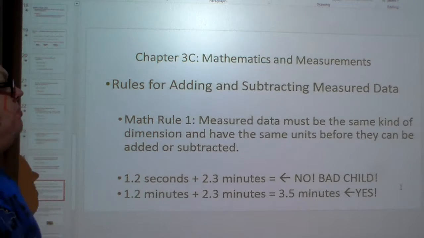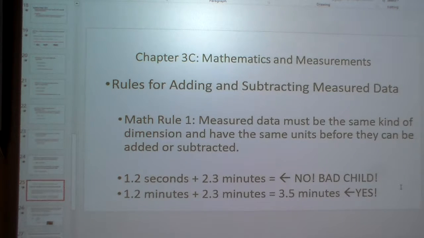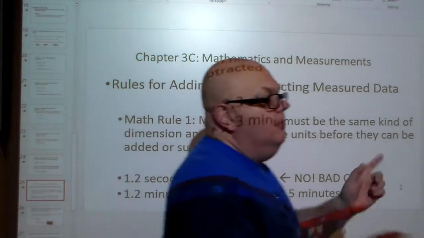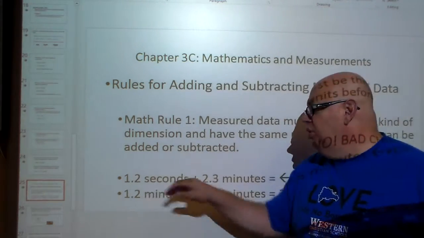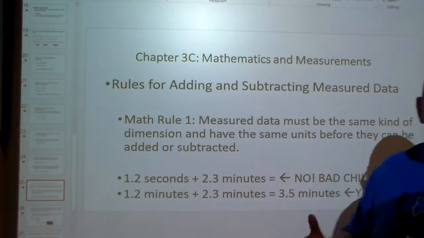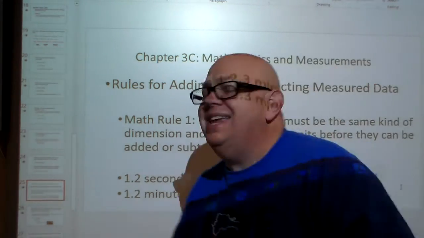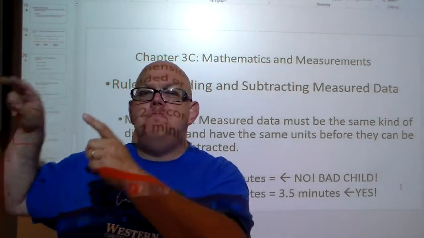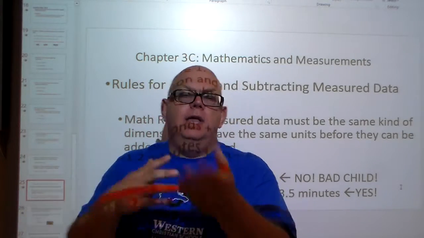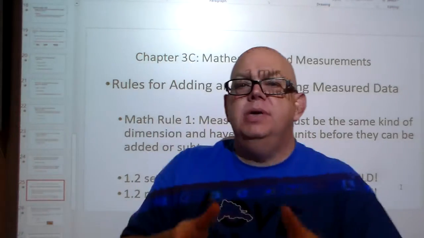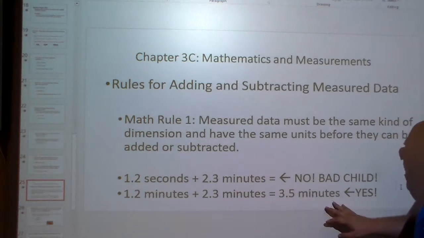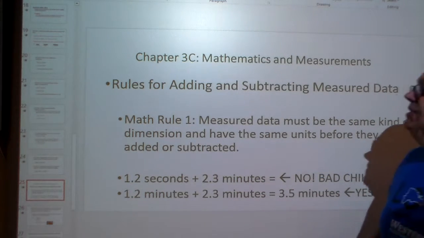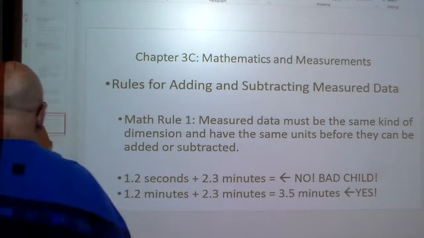So our first rule here: measured data has to be the same kind of dimension and have the same units before they can be added or subtracted. In other words, we can't add 1.2 seconds and 2.3 minutes. This isn't going to work. It's like adding dollars and pennies. They have to be the same unit. 1.2 minutes plus 2.3 minutes, that is the right idea for it.